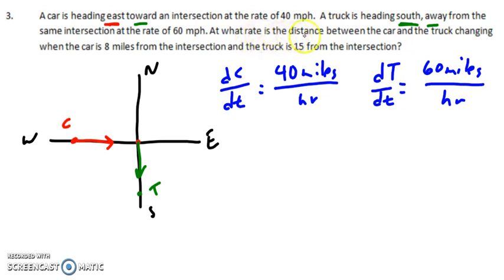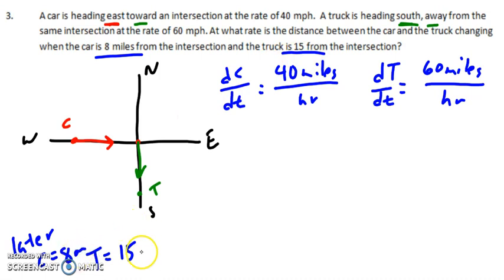At what rate is the distance between the car and the truck changing when the car is 8 miles from the intersection and the truck is 15? So that's later information. Let's write that down here. Later. C is 8. And capital T for truck is 15. That's later. Again, both of these are miles. Later information at some point in time.